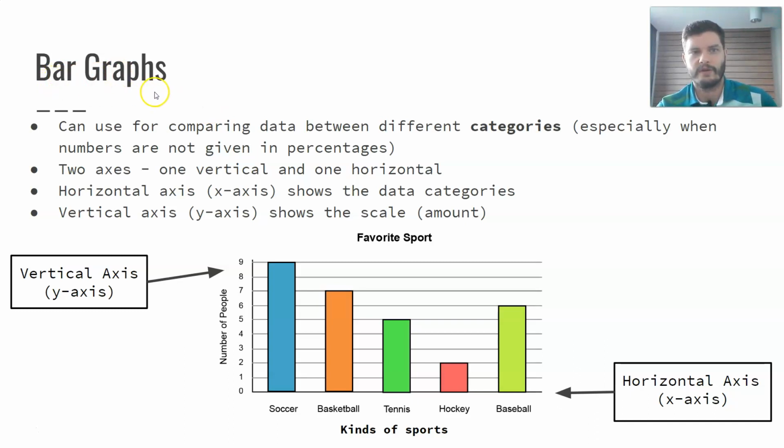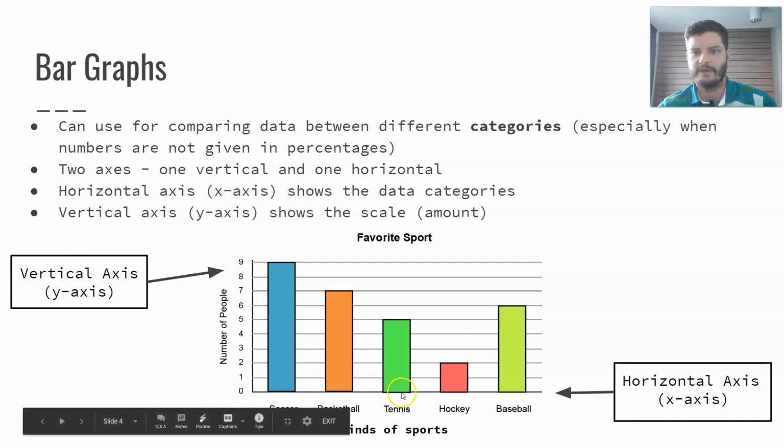The next kind of graph is the bar graph. You can use these for representing data that's presented in different categories, so categories is the key word here. It says especially when numbers are not given in percentages. We've got two axes, the y and the x-axis.